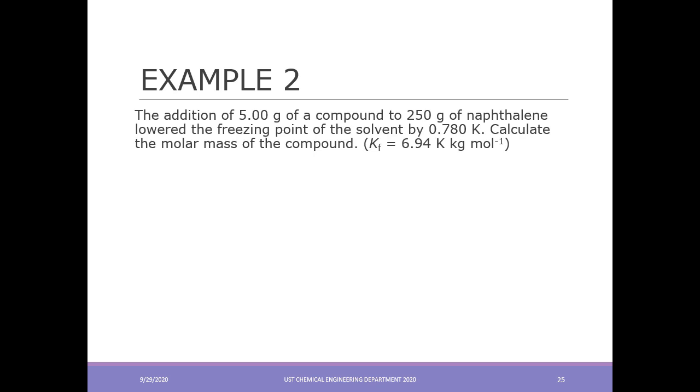To solve this problem, let us analyze the equations that we will need. The molar mass of the solute is given as mass of the compound divided by the moles of the compound. The moles of the compound is calculated from its molality times the mass of the solvent. And from the freezing point depression equation, the molality is given by delta Tf divided by Kf. Therefore, the molar mass of the compound can be calculated by combining these expressions and is given by mass of the compound times Kf divided by the mass of the solvent times delta Tf.